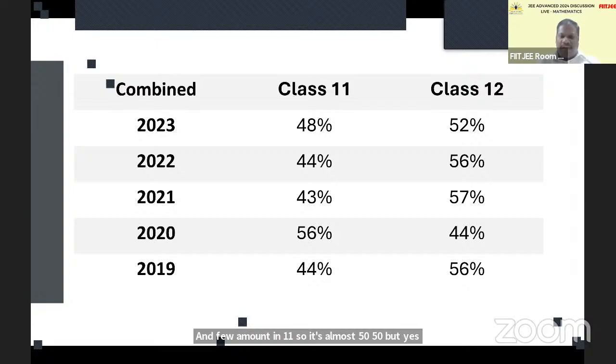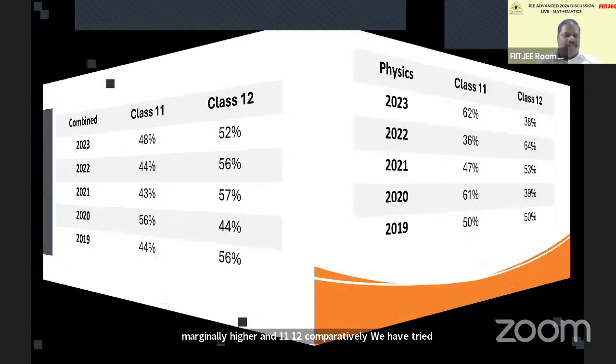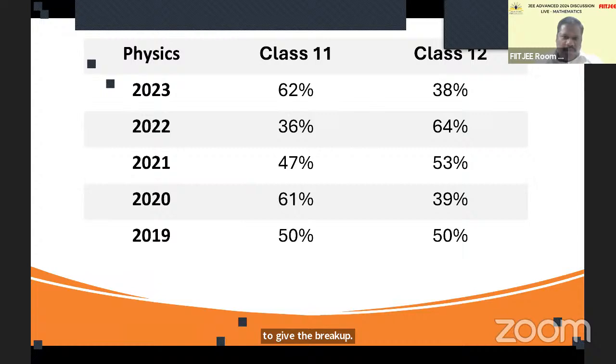We have also tried to give the breakup subject-wise, but if you look subject-wise, there could be some difference. For example, in 2023 there was 62% and only 38% from 12th portions. So roughly these figures keep changing subject-wise also. So why are we sharing it? For you to refer to it and plan your preparation according to that.